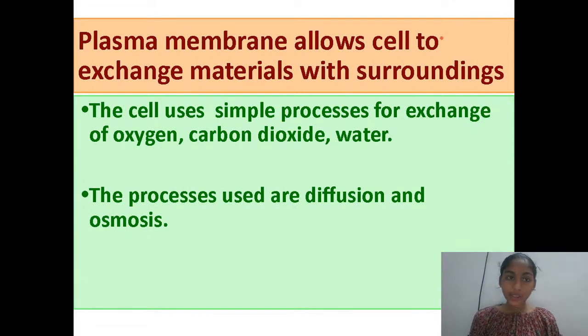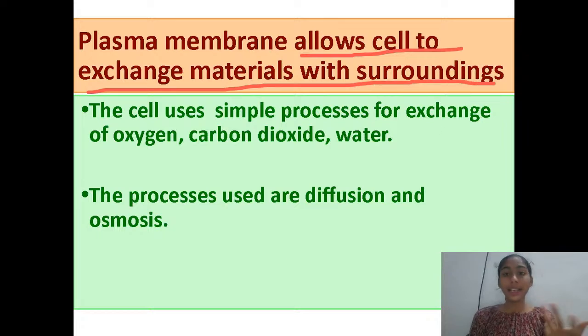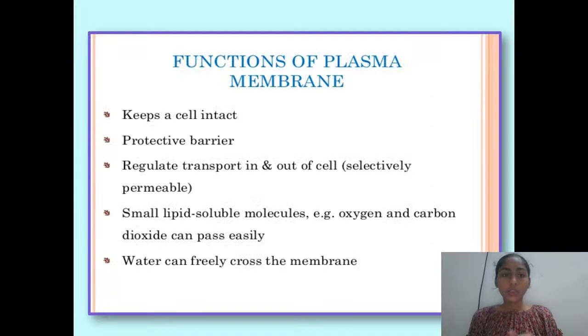The plasma membrane allows the cell to exchange materials with surroundings. What does the plasma membrane do? It allows the cell to exchange materials with surroundings. That is a selectively permeable membrane. So these functions of the plasma membrane are very important. Please do learn them.